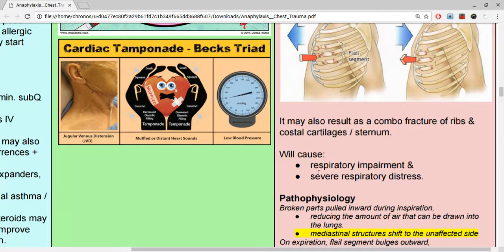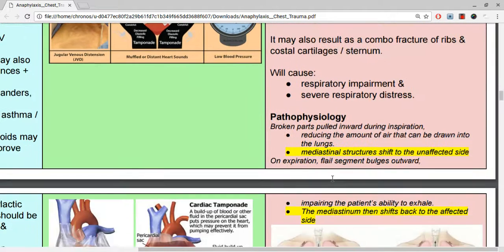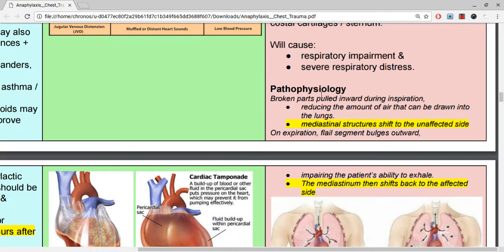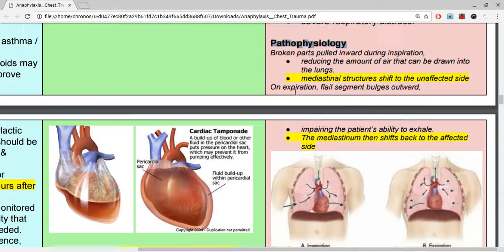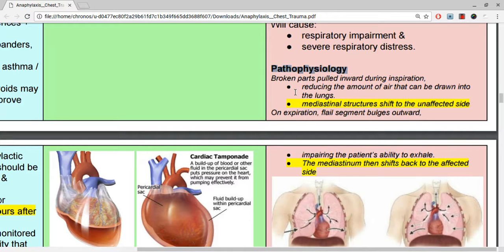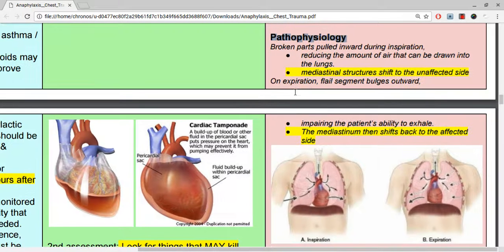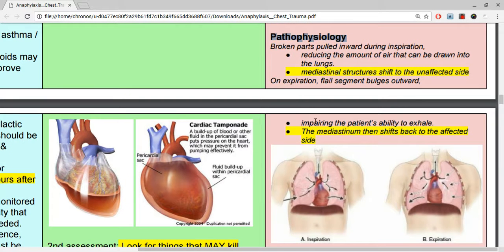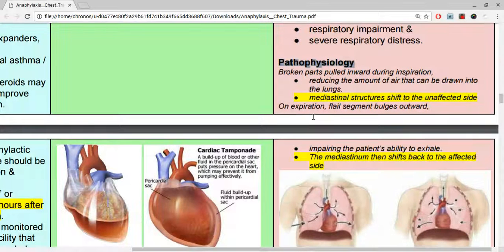And this is going to cause respiratory impairment and severe respiratory distress because they can't breathe properly. And here's the patho behind it. This is kind of common sense stuff, but let's go into it. When they're inhaling, it's going to go inward. And when they're exhaling, then it's going to bulge outwards.